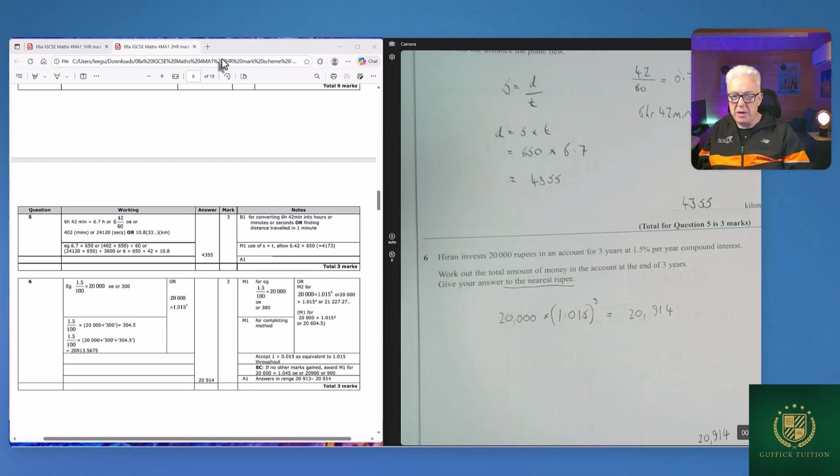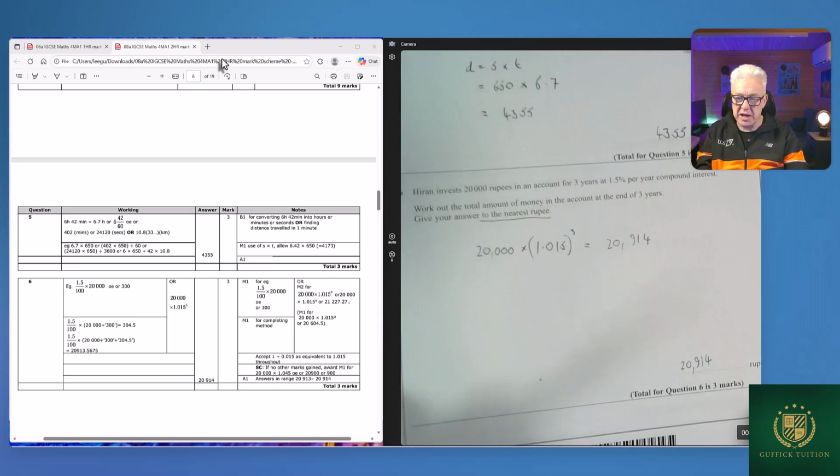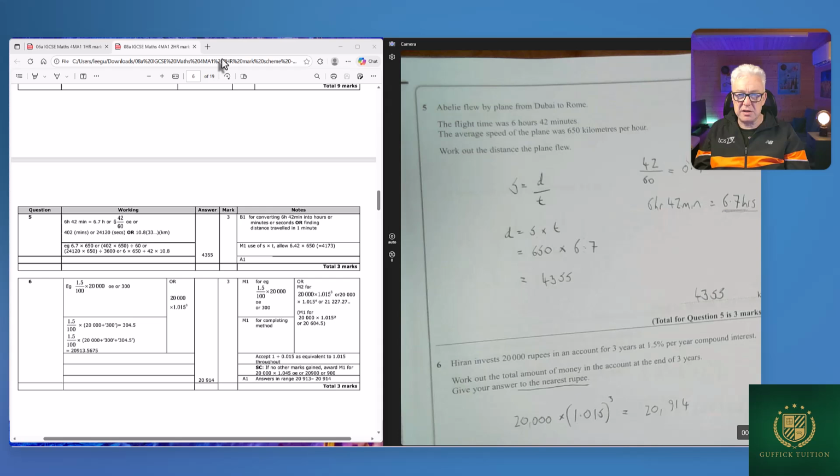So therefore, the amount of money that Haran has in the account at the end of the 3 years is 20,914 rupees. And that's the answer to that question.